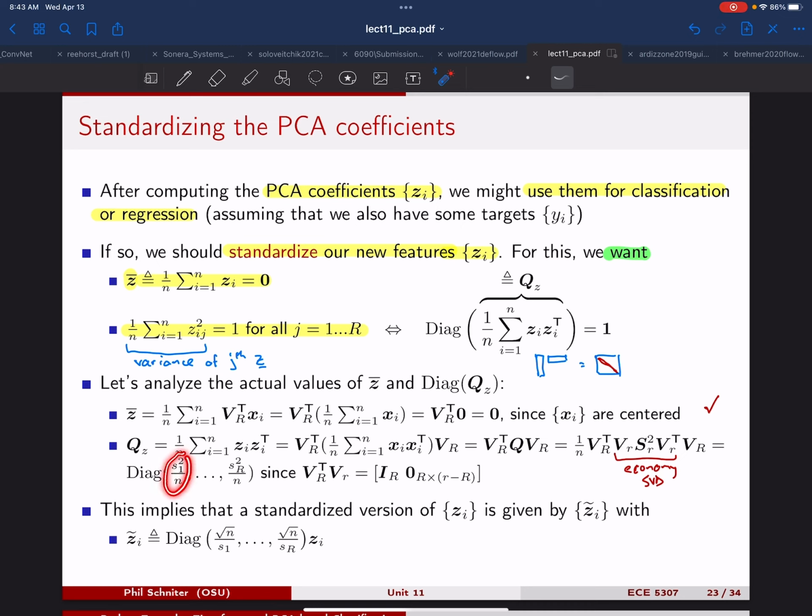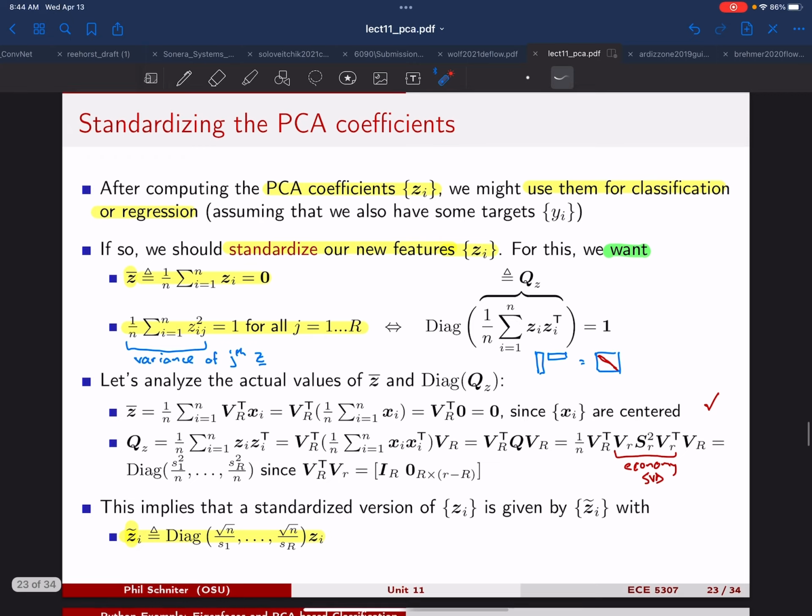The first one has variance S1 squared over n. The last one has variance SR squared over n. If we want them all to have variance 1, there's an easy fix. All we have to do is multiply those zi elements by square root of n to get rid of this, and then divide them by Sj to get rid of this. So there's a very easy fix to standardize them. We'll call the standardized version Z tilde. So this is just the standardized Z. Again, if you compute the economy SVD, you have everything you need to do the standardization. All you need are those singular values, and it's very easy to do the scaling. We'll see this all in the Python code in just a few lines of code, but that's the idea behind standardization.